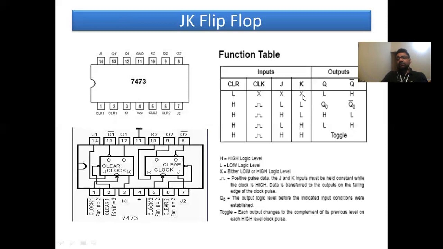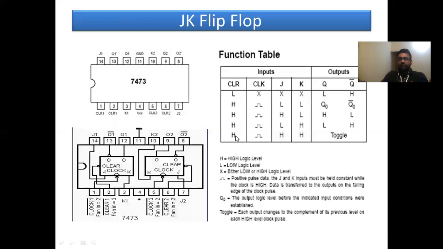J and K both are don't care, and the output will be forcefully 0 and 1. That is the complement. So when you want to reset your flip-flop through the asynchronous input, this clear should be low, because this is an active-low input, clear bar. So it is an asynchronous input which, when low, will be active. That means it is not going for any clock operation. In all other cases, the clear should always be high.